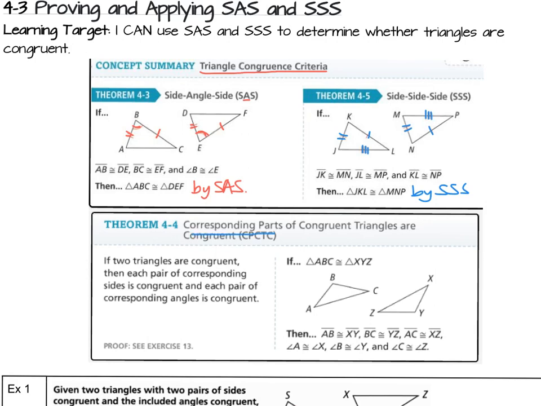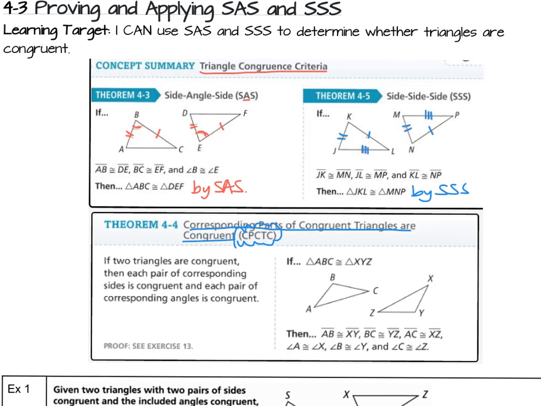Whoops, I didn't mean to erase it, or cross it off, sorry. The corresponding parts of congruent triangles are congruent theorem, or short CPCTC. That's just fun to say anyway. So CPCTC. What this means is if you know two triangles are congruent, anything that isn't currently marked, as long as it matches up, would automatically be congruent to each other. So again, corresponding parts of congruent triangles are congruent.